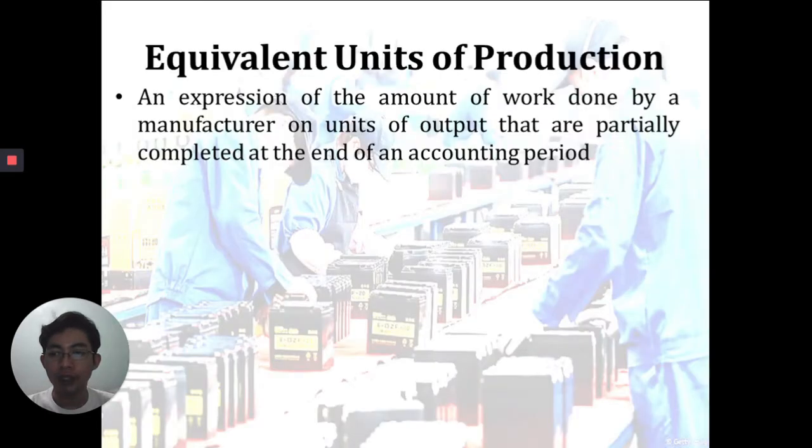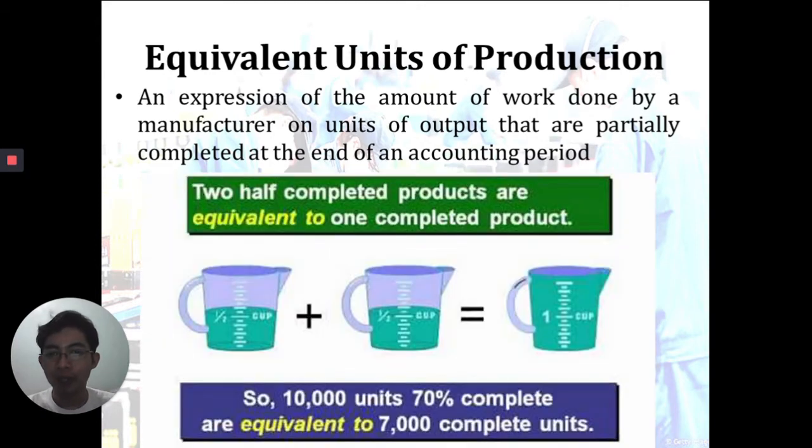A central discussion in process costing is equivalent units of production. It is an expression of the amount of work done by manufacturer on units of output that are partially completed at the end of the accounting period. So in here, we will translate your unfinished items and convert it into an assumption that it is completed as to the units made. So for example, 2 half-completed products is equivalent to 1 completed product.